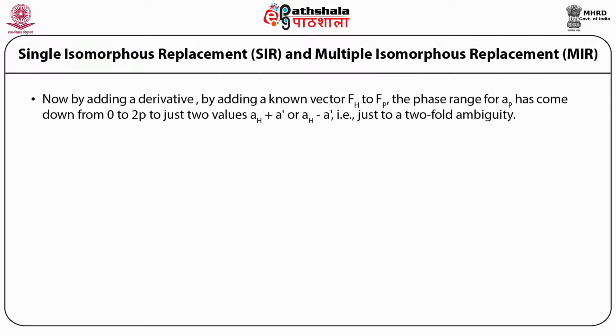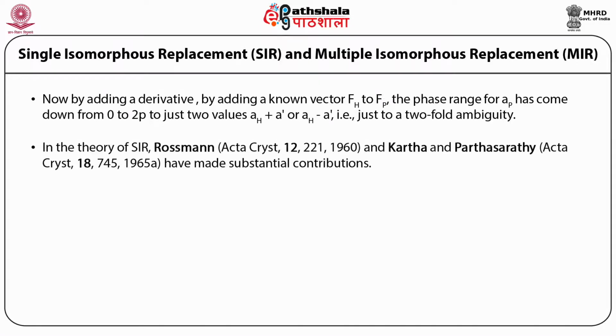Now, by adding a derivative, that is, by adding a known vector FH to Fp, the phase range for alpha p has come down from 0 to 2 pi to just two values: alpha h plus alpha prime or alpha h minus alpha prime. Now, instead of a 0 to 2 pi ambiguity, we have only a twofold ambiguity. Alpha prime is known, alpha h is also known. The question is whether the value is alpha h plus alpha prime or alpha h minus alpha prime. We will show it in the Argand diagram, the next projection. So now we have a twofold ambiguity.